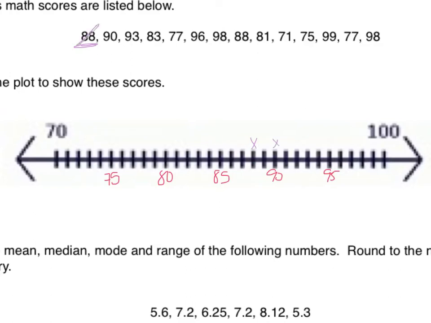I'm going to do the same for 90, 93, 83, 77, 96, 98, 88, which we already have one there, so I just put it on top, 81, 71, 75, 99, 77, we already had one there, so we have 2 on that one, and then 98, we had 2 on that one also. So there's your line plot, and that's about it.